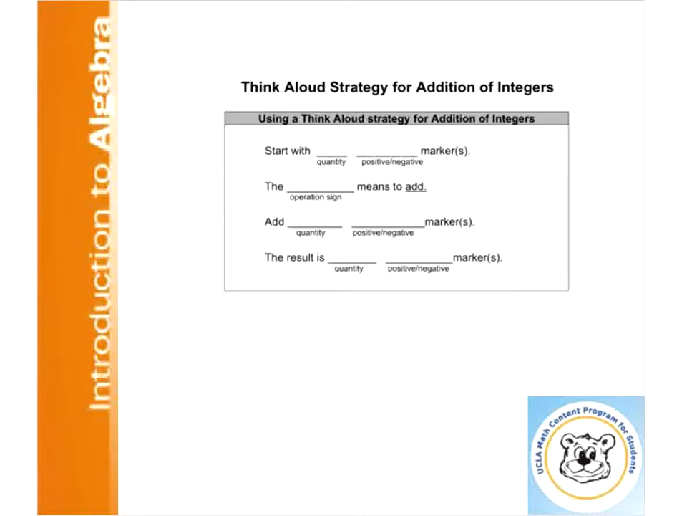Actually, before we look at the next set of problems, I want to turn your attention to the Think Aloud script that I was using. This isn't in the teacher guide or in the student pages. It's something that I added, and I think it's a nice strategy or script to use when doing integer addition. It's setting up a nice routine for the kids to use the manipulative. So always stating what you start with, what the operation sign means, and then adding the second add-in, whether it's a positive or negative add-in, and then figuring out the results.